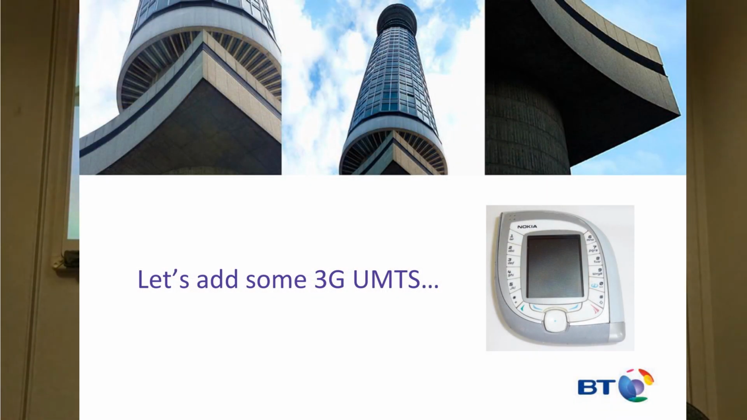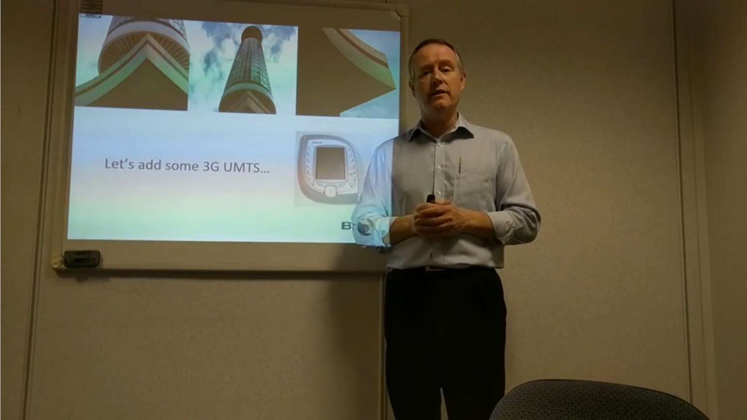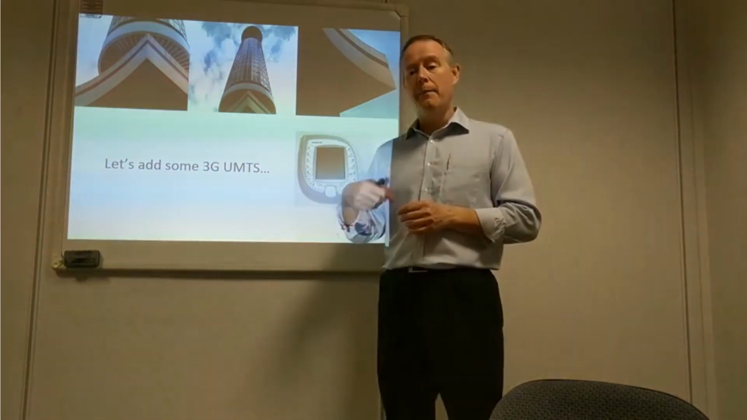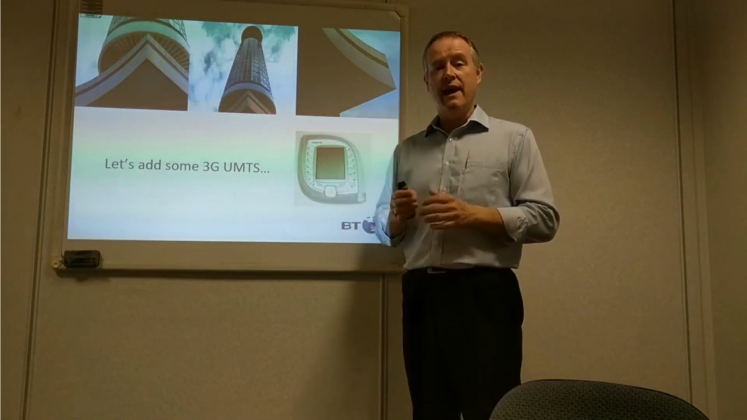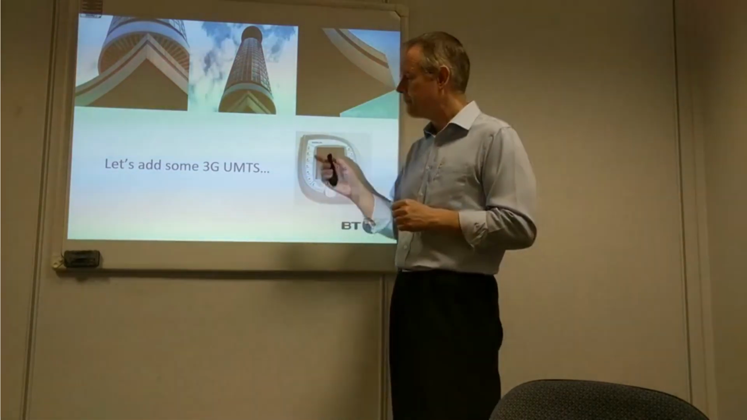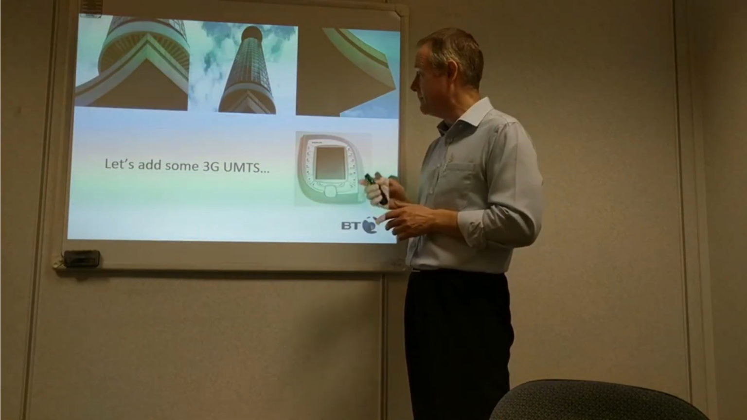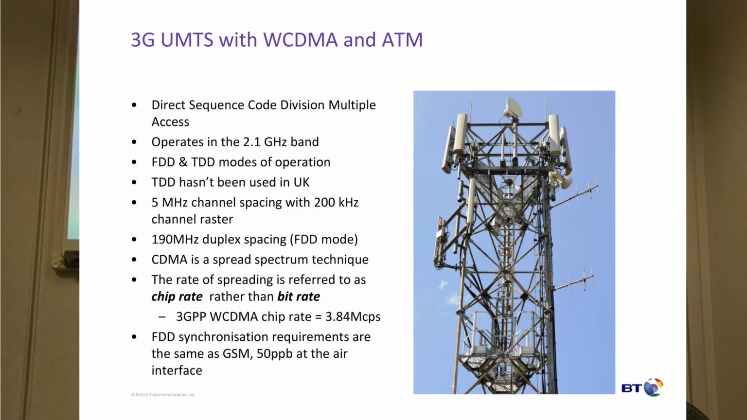So we've now got our GSM network. We've moved away from manual oscillators to these 2 megabit per second linked oscillators. We've removed the need for manual visits, and the whole network's working perfectly fine from a synchronization perspective. Let's add some 3G and see what happens next. Well, 3G introduced a whole range of new concepts. Firstly, wideband code division multiple access, and secondly, ATM as a transport network layer.